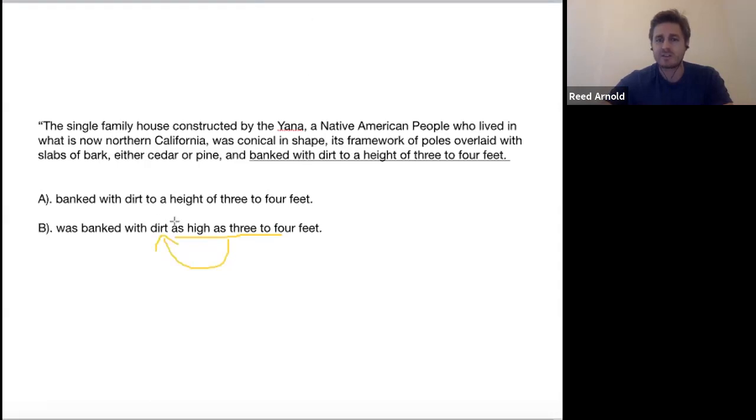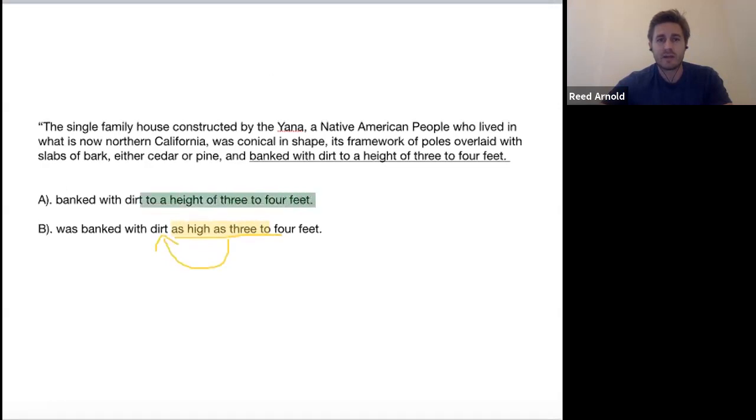My subjective understanding might overlook that, but if I think about what structurally that means, it's saying dirt is 3 to 4 feet high. This right here, to a height, banked with dirt to a height of 3 to 4 feet, that's describing how high the dirt was banked, or how high these poles were banked with dirt. And so it's a different description that makes more sense. I can't describe the dirt as 3 to 4 feet high. Not really.